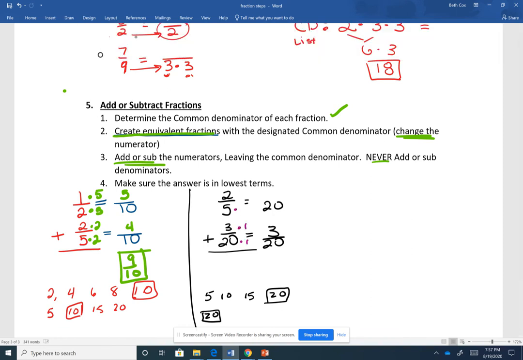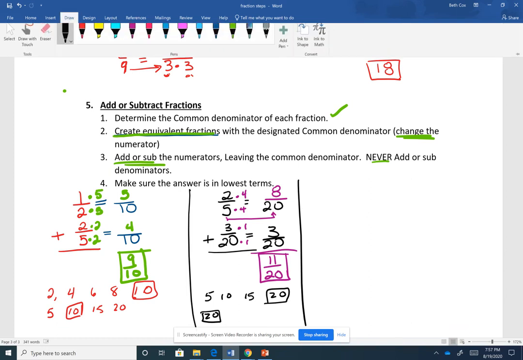But now the top one, I have to change it. I have to change it because 2/5 is equal to 8/20. So 8/20 plus 3/20 is 11/20. Now, here we go. Let's do another one. Stop the video if you want to do one by yourself. Okay, so let's do another one.